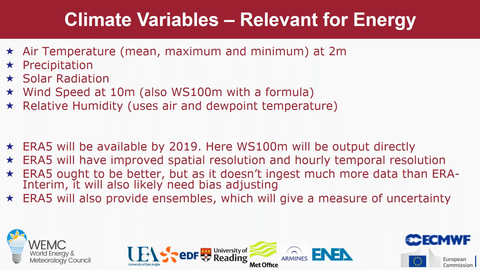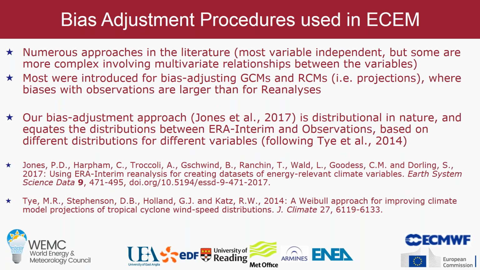They're going to calculate wind speed at 100 meters directly. There'll be improved spatial resolution. It'll be hourly. And although it ought to be better than ERA-Interim, it's not going to ingest much more data, so it may also need bias adjusting. And ERA5 will also provide ensembles, which give you a measure of uncertainty as well.